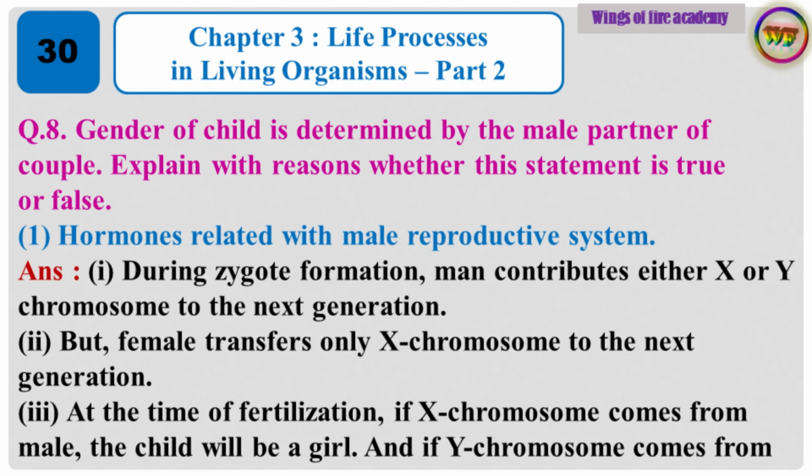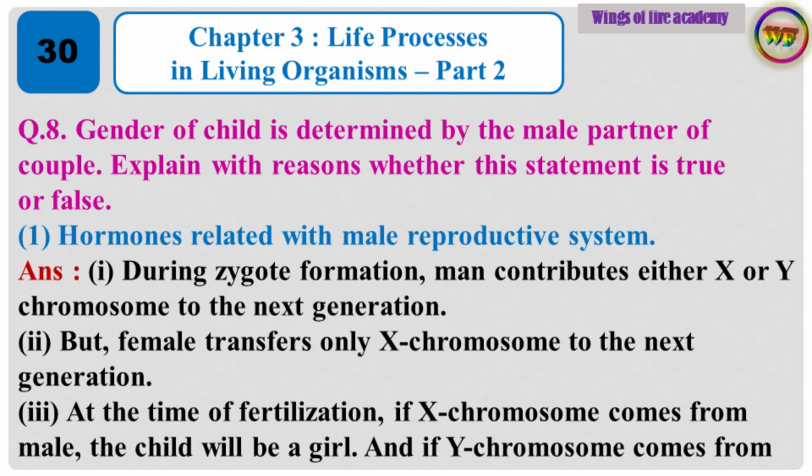Question 8. Gender of child is determined by the male partner of couple. Explain with reasons whether this statement is true or false. Answer. Point 1. During zygote formation, man contributes either X or Y chromosome to the next generation. Point 2. But female transfers only X chromosome to the next generation.